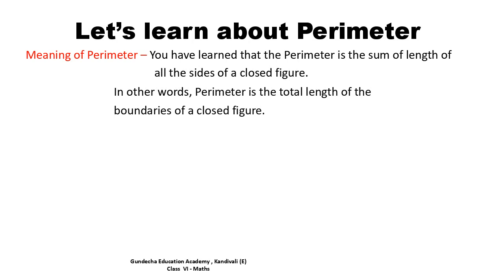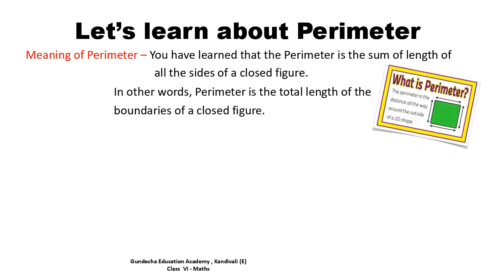Now you all see that one box is appearing on the right side of this slide. In that box, one statement is there that states that the perimeter is the distance all the way around the outside of a 2D shape. What does this mean? To explain this statement, I'll give you one example.